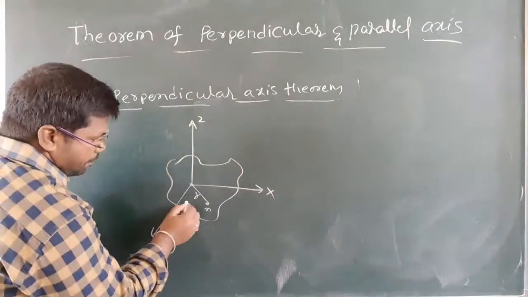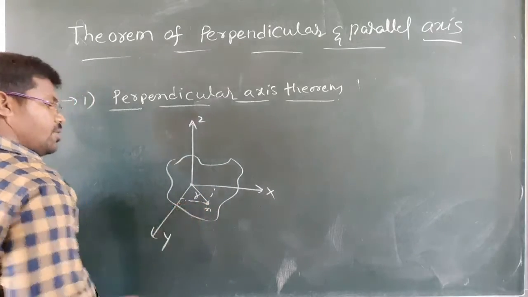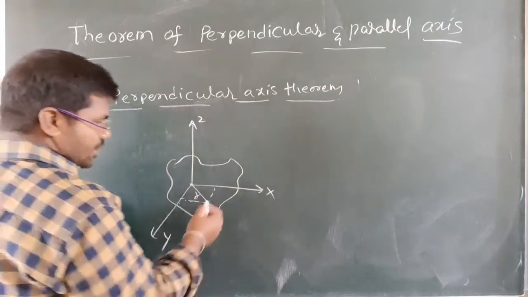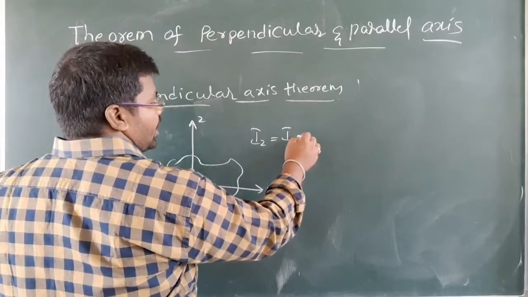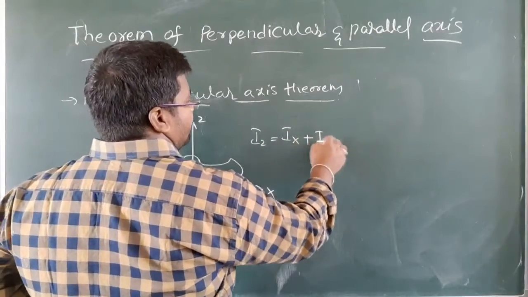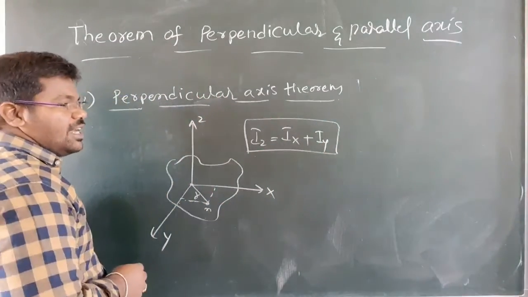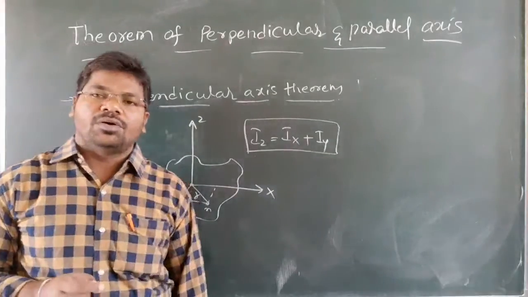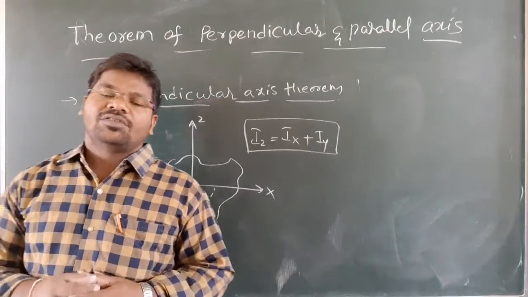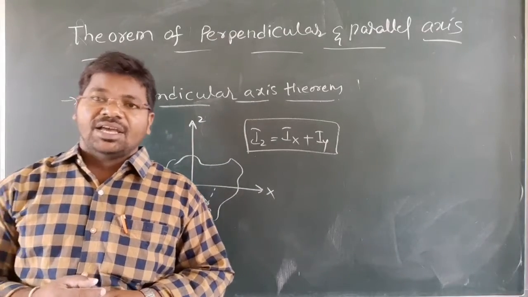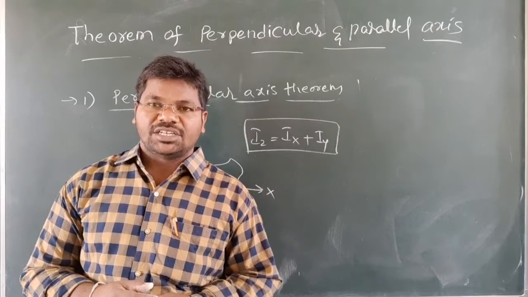So we can draw the parallel of y, parallel of x. See in this case, the moment of inertia of the z-axis is equal to the moment of inertia of the x-axis plus the moment of inertia of the y-axis. So this is called the perpendicular axis theorem. If we know the moment of inertia about the x-axis and y-axis, we can find the moment of inertia of the body about the z-axis of rotation, my children.